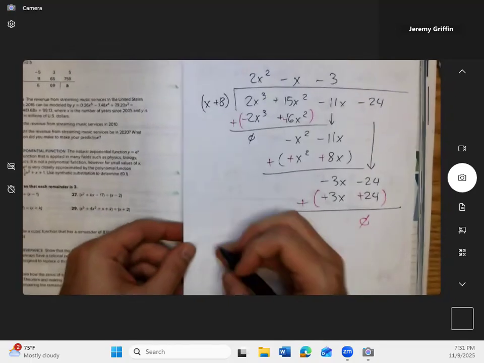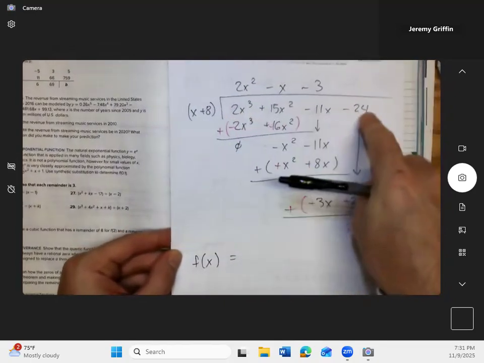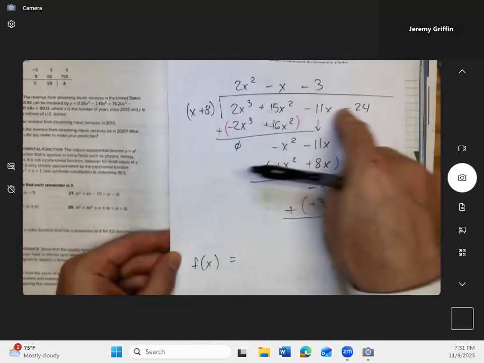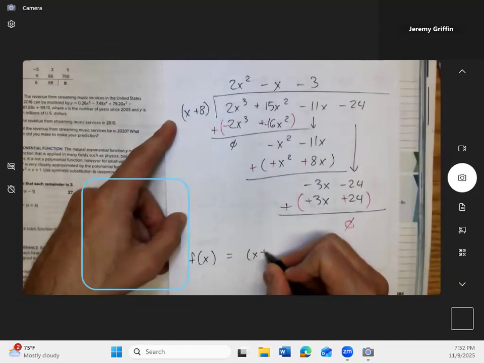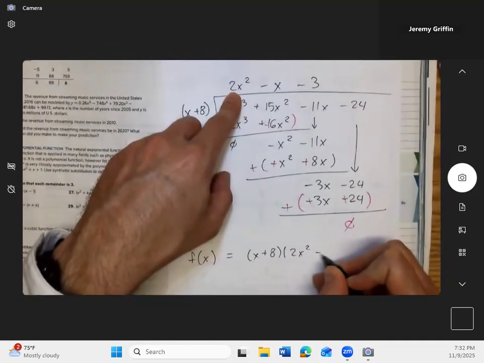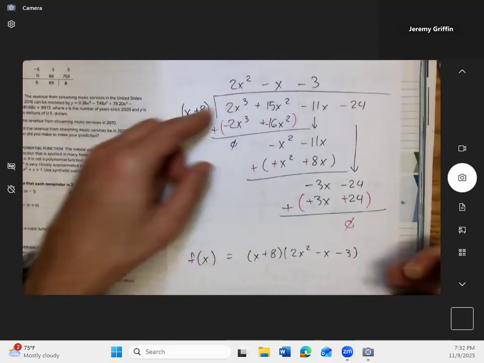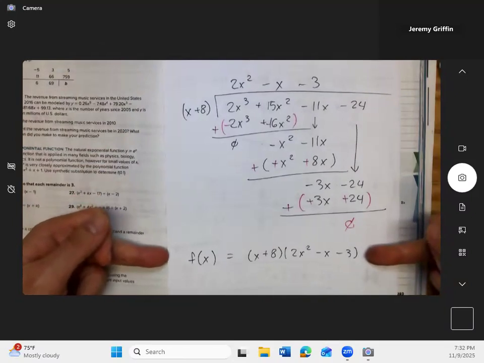What that means is that the original polynomial f of x, which I have right here as this dividend, is the same thing as this x plus 8, which I factored out, times this quotient, which is 2x squared minus x minus 3. So f of x is right here, and f of x is also right here. They're the same thing. They're identical.